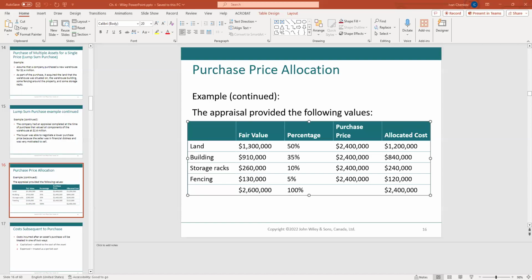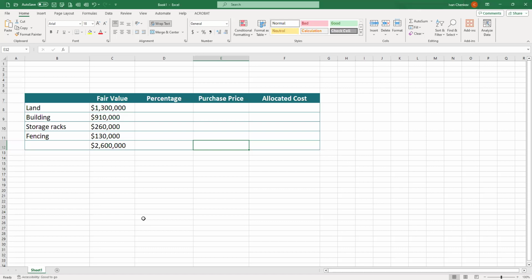So what's happening, sorry, that's not the one that I intended to do. I just want to share this one with you. So what's happening in reality? We pay in total $2,400,000. That's how much we paid.